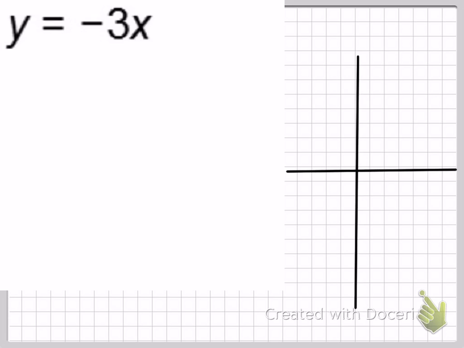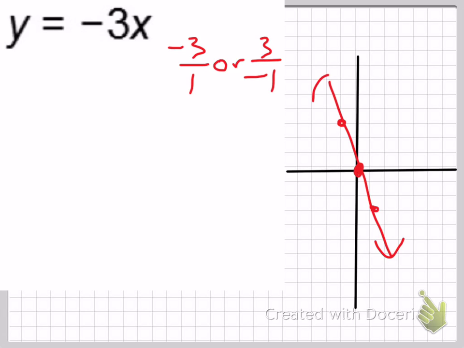Y equals negative 3x. So there's no y-intercept, so we start at 0, 0. And my slope is negative 3 over 1, or 3 over negative 1. So I can go up 3, left 1, 1, 2, 3, left 1, or I can go down 3, 1, 2, 3, right 1, and I'm still on my same line.